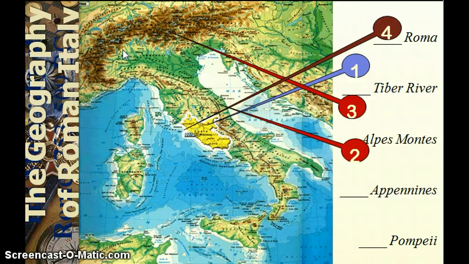Stretching through or down the spine of Italy are the mountains called the Apennine Mountains. And these created a very hostile barrier for sea flow here on the west, so there were no real ports, except for down here, the port of Brundisium.